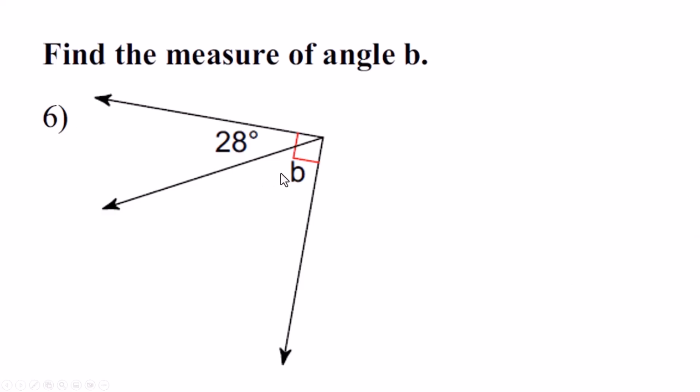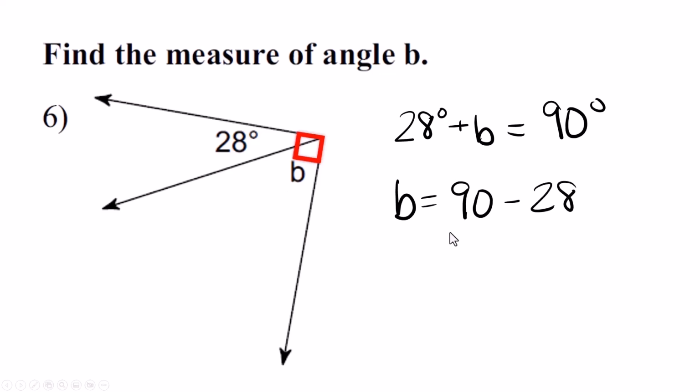We're supposed to find the measure of angle B, and the big hint they give us here is that we've got a 90-degree angle here in the corner. That means the 28 plus B has to equal 90 degrees. Subtract the 28 from both sides, and B equals 62 degrees.